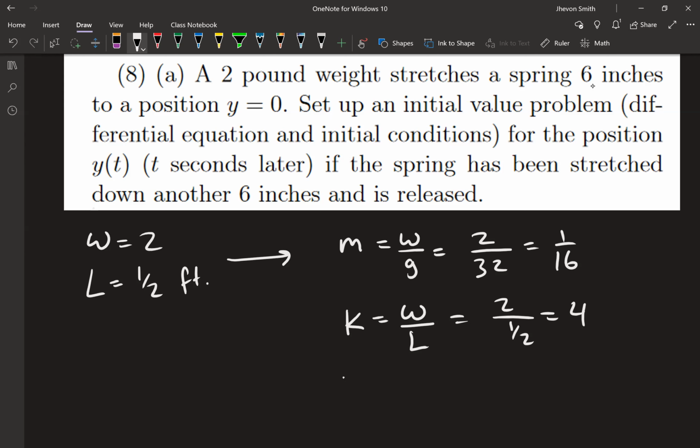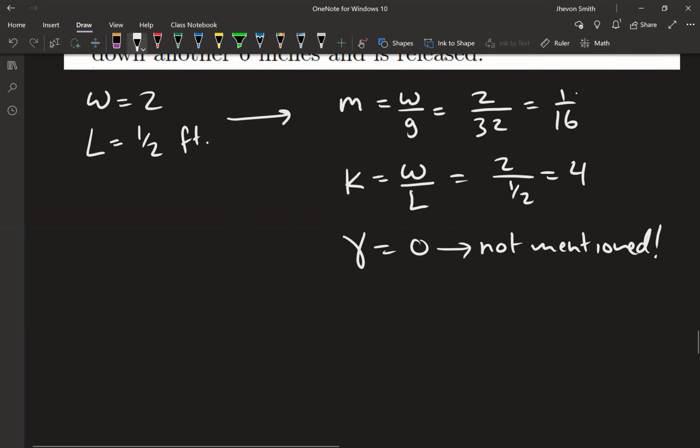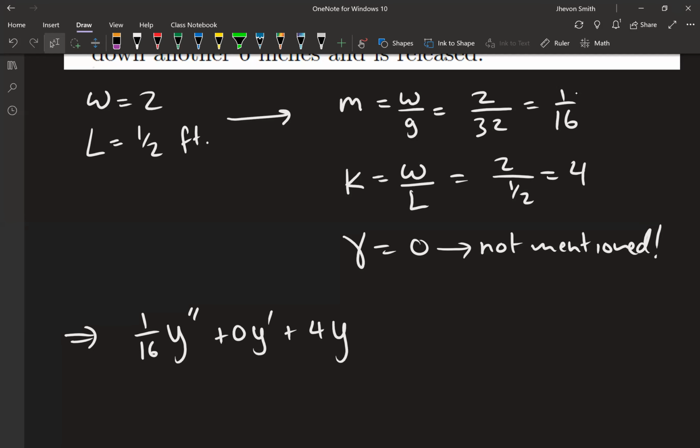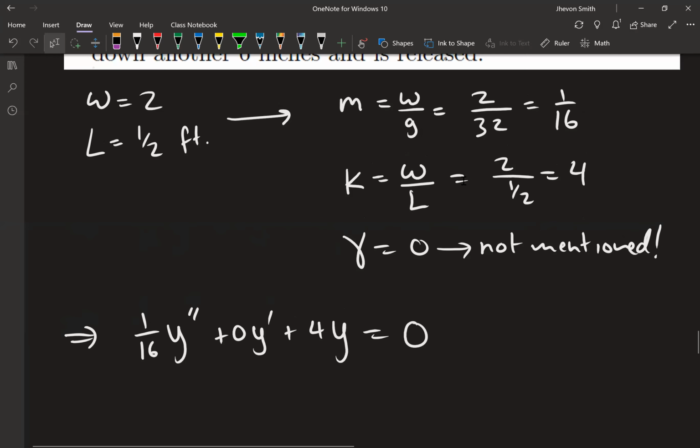Now, gamma is 0, not mentioned, right? So no resistance was mentioned, so I'm not going to even bother plugging that in. And that leads us to our setup. It turns out that 1/16 y double prime plus 0 y prime plus 4y equals 0, because no external force was mentioned, will model this system.